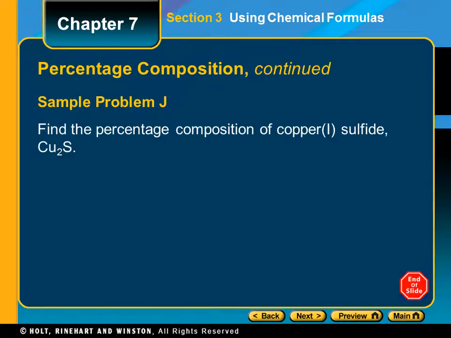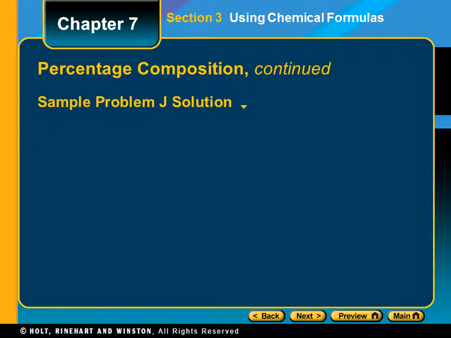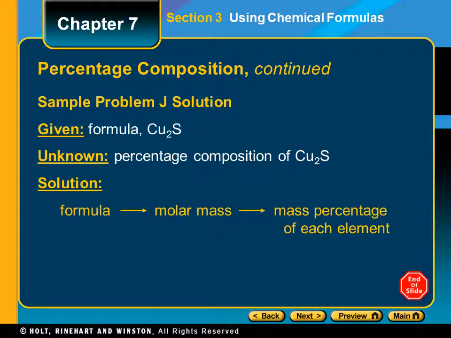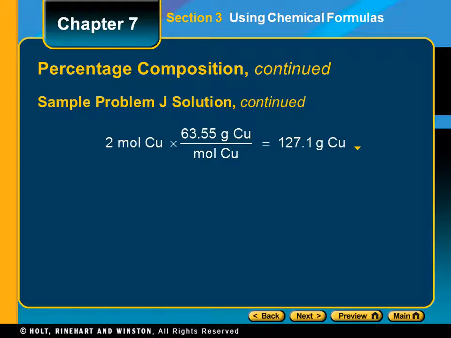What does the sample problem look like? Find the percentage composition of copper 1 sulfide. This is Cu2S. How do we start? You've got your formula. You want to find percentage composition. You go from formula to molar mass to mass percentage of each element. What does that look like?